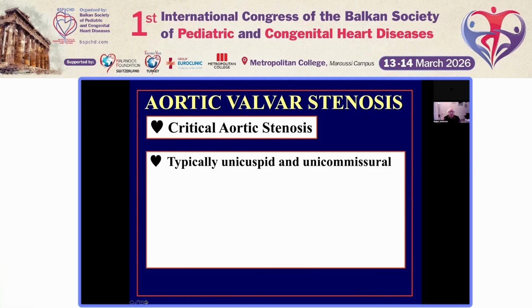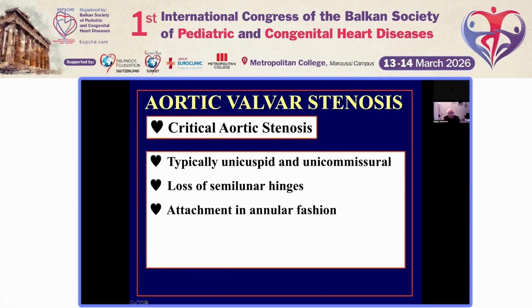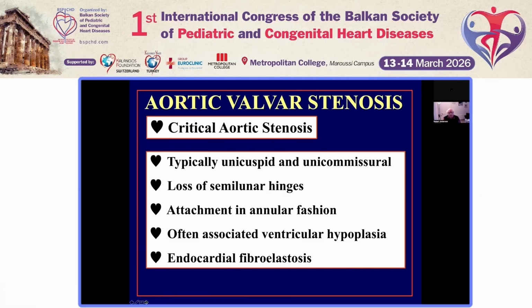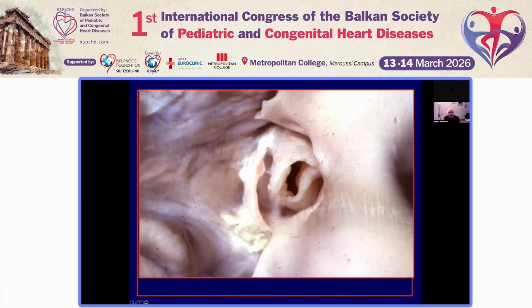So when we look at critical aortic stenosis, most usually the valve is indeed unicuspid and unicommissural, and it is because it has lost the semilunar hinges of the leaflets that are involved. And paradoxically, now those leaflets are attached in much more annular fashion. Often this abnormal valve is associated with ventricular hypoplasia and with endocardial fibroelastosis. And it's very close to what we might call the hypoplastic left heart syndrome.